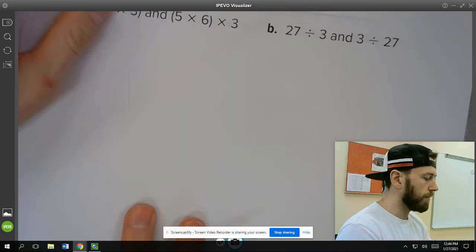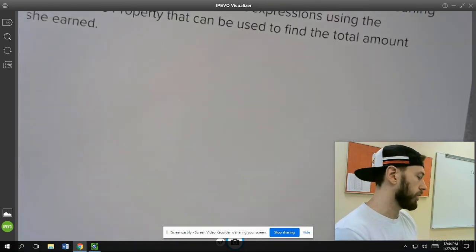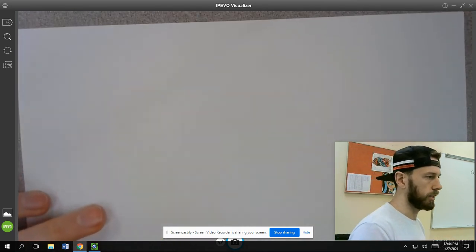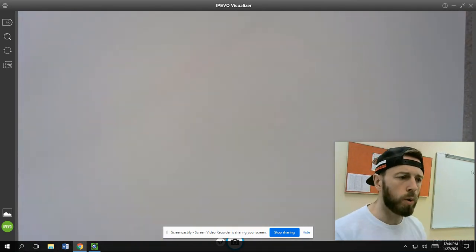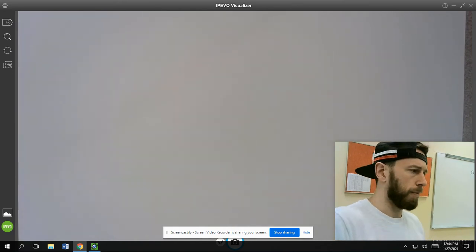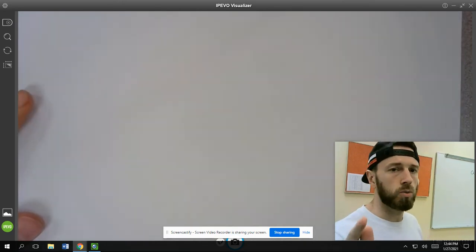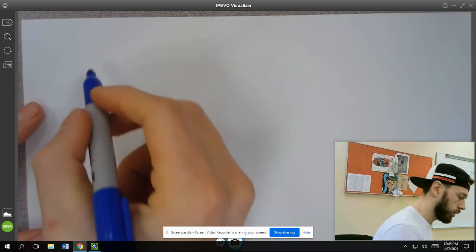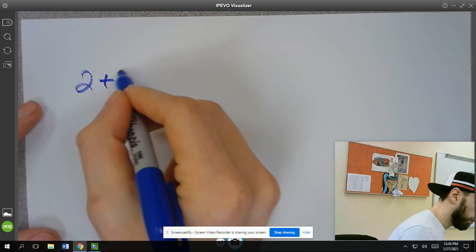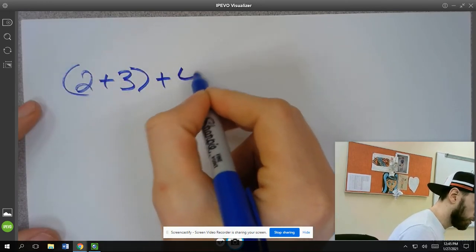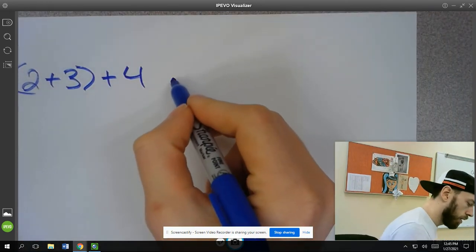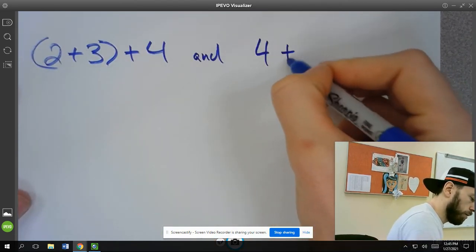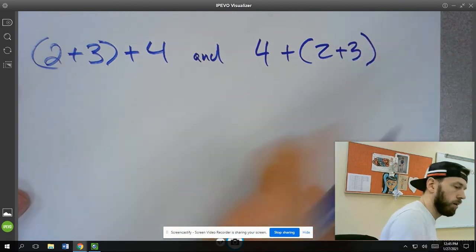Let me give you a couple examples of what you guys are going to see. Killing a lot of trees here today, guys. Those are going to be the properties, but they're going to look a little bit different. For example, let me show you 2 expressions where the commutative property is at work, but it looks like associative. Watch this. 2 plus 3 plus 4. And let's go with 4 plus 2 plus 3.